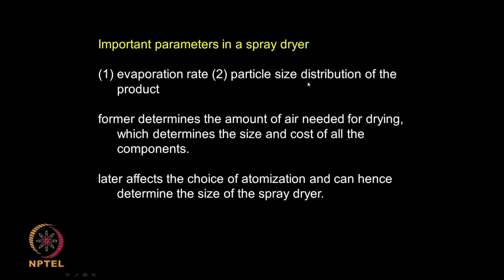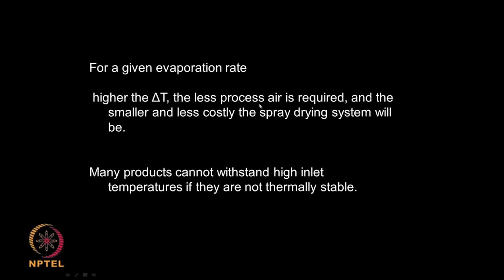The particle size distribution, that affects the choice of how to do the atomization. So, that will tell you what will be the size of the spray drying unit. So, the former will tell you the size of your air handling system, the latter will tell you the size of your spray drying chamber. For a given evaporation rate, higher the delta T, you will require less process air. So, if you require less process air, you will have a smaller and less costly spray drying system.